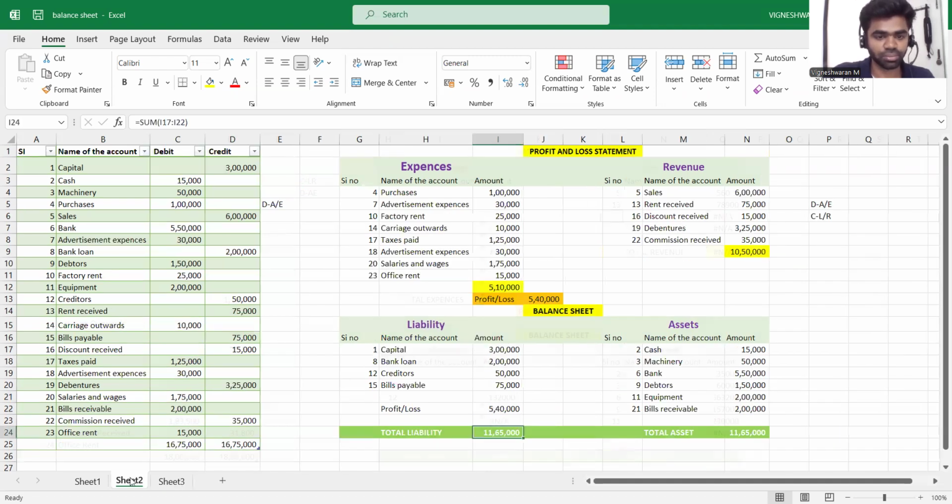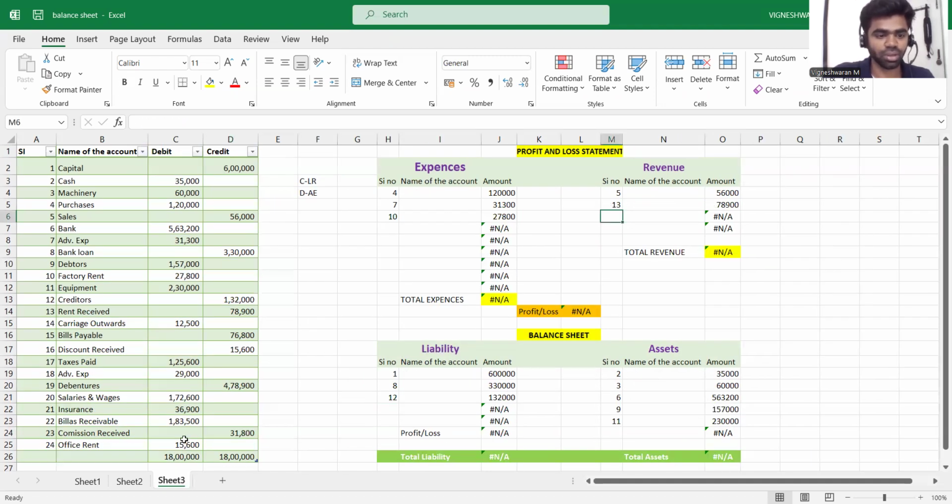Carriage outwards is on the debit side, so it is an expense, right? I already explained what carriage outwards means. It is a part of logistics, and it is an expense for me. It is on the debit side and it is an expense.